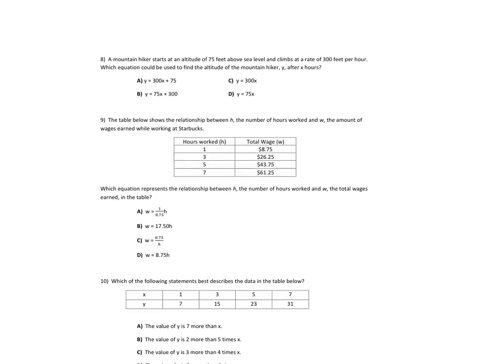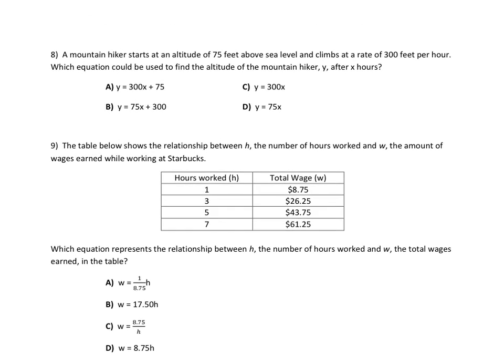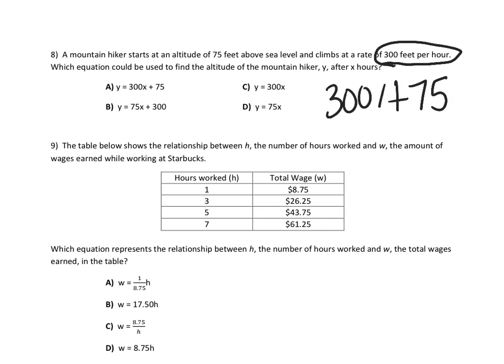Okay, number 8. A mountain hiker starts at an altitude of 75 feet above sea level and climbs at a rate. So he starts out at 75 feet. Okay, so it's plus 75 already. And then it's 300 feet per hour, which is right there, which is answer choice A.